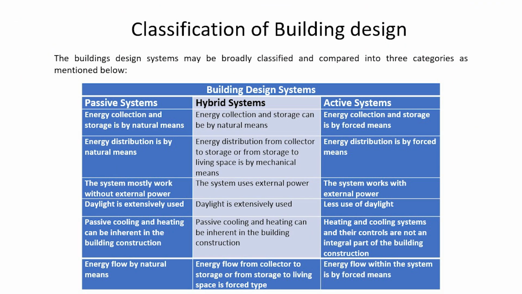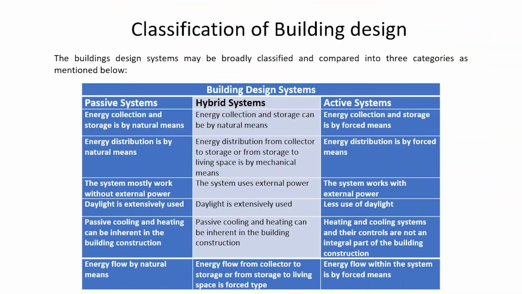If we talk about the classification of building design, there are three types. The first one is passive building design, the second one is hybrid building design, and the third one is active building design. Passive building design is very popular nowadays because it takes care of heating as well as cooling.